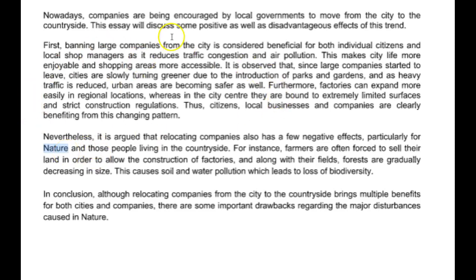So even though the green spaces are increasing in the major cities, they are coming from somewhere. So we're talking about the impact on, shall we say, forest farms and wetlands, or places of natural beauty, or wildlife habitats. So which parts of nature are we harming, and how are we doing it? Because we don't just want to talk about all of it, because like I said, it's not very scientific. We might as well just say God, and that's not what we're talking about. So, for instance, farmers are often forced to sell their land in order to allow the construction of factories, and along with their fields, forests are gradually decreasing in size.